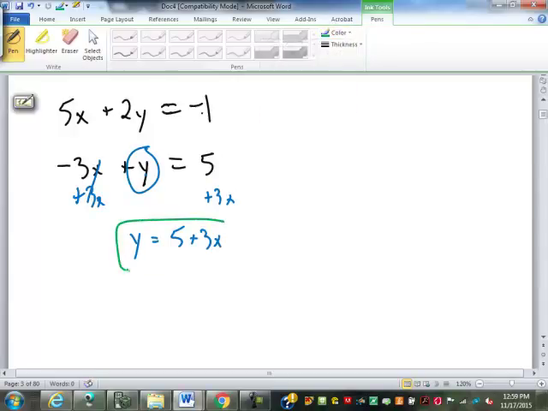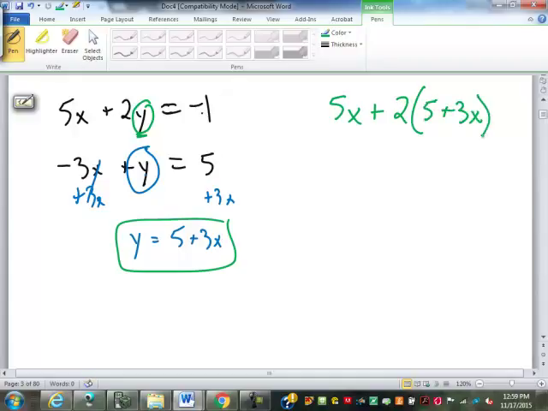And now that we have that, what are we going to do with it? Go to the other equation and replace the y in that equation. So that is now 5x plus 2 instead of y. What are we going to put in here? 5 plus 3x equals a negative 1. Now I'm going to pause there. Anybody not sure where that came from? I just replaced this y with that expression.